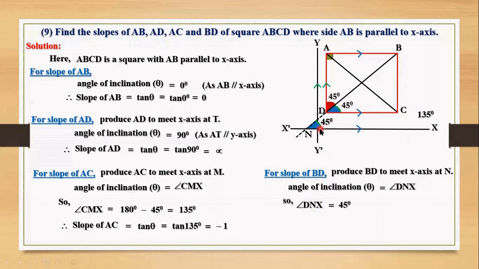Now we get the angle of inclination for the line BD. Now we can calculate the slope of BD, which equals tan theta. The value of theta is 45 degree. So we have tan 45 degree whose value is 1. This is the slope of BD. Hence, we have found the slope of all the lines mentioned in the question: AB, AD, AC and BD.